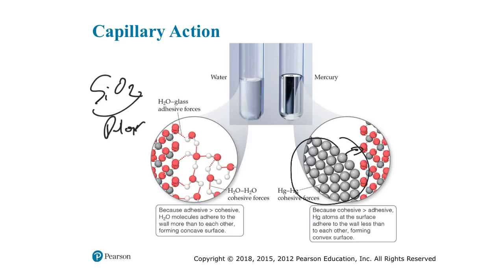So for the case of mercury, you get a downward meniscus because the cohesive forces are stronger than the adhesive forces, and then you get the upward meniscus for water because the adhesive forces are greater than the cohesive forces. The attraction of the water molecules with the glass is stronger than the water molecules with each other.